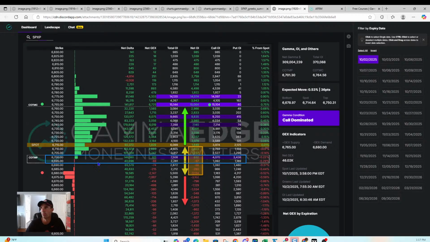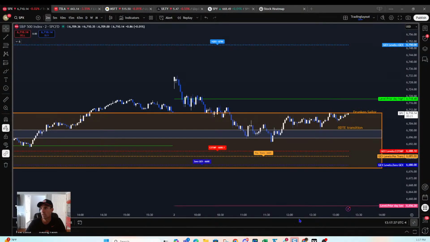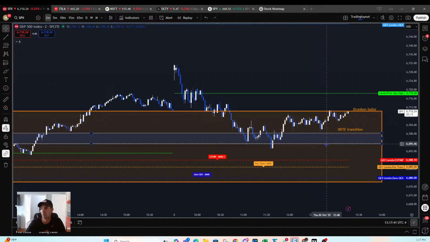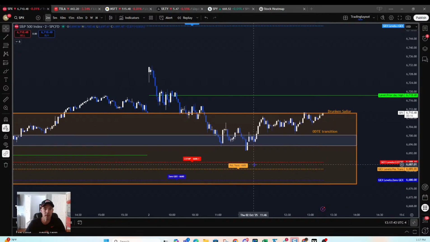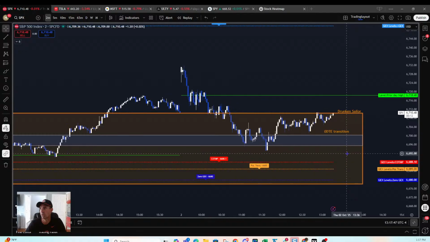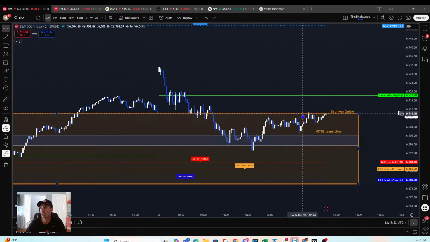So just a pullback to the transition areas. So far our low was 6693, so this was the 0DTE transition. And then we have the full expiry transitions below. And now we're just chopping in the drunken sailor range, and we're trying to push out of the drunken sailor range here. We're going to need to see our vol command.